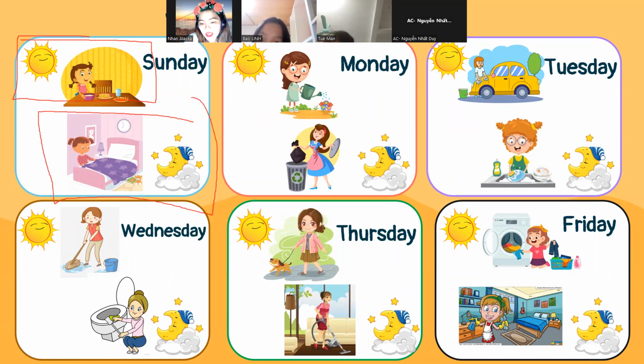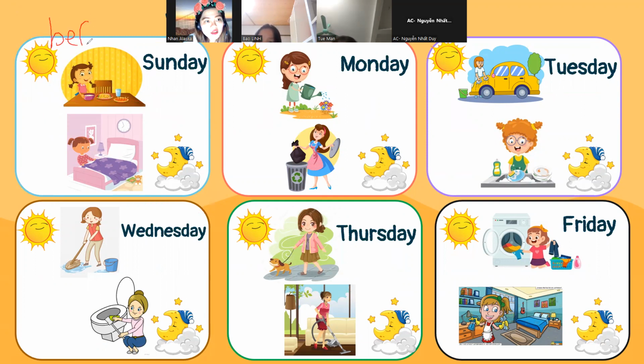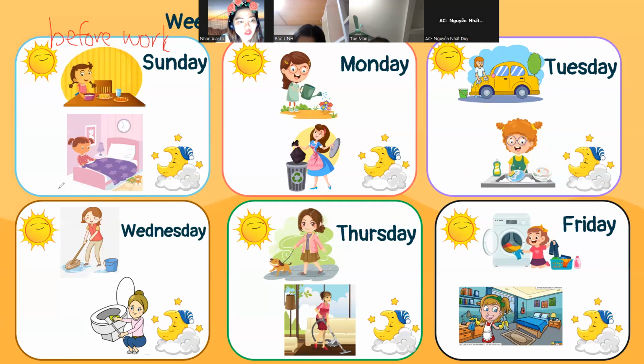We could say before work and after work, because I'm not a student anymore. I'm working already, right? Before work. So on Sundays, all right, this is how you can make your sentence.